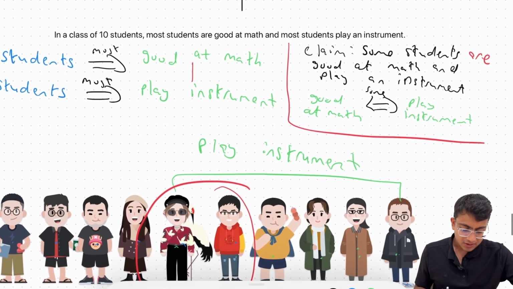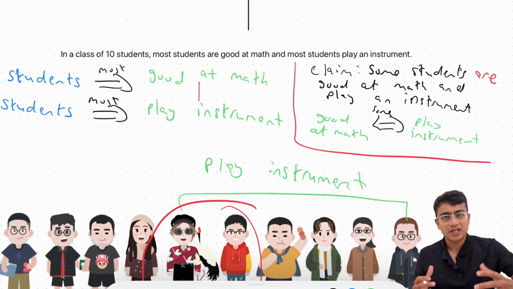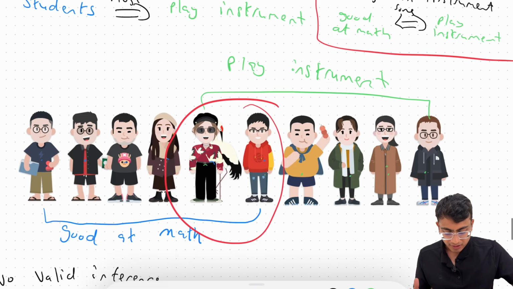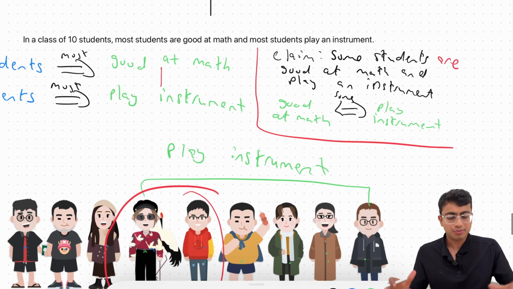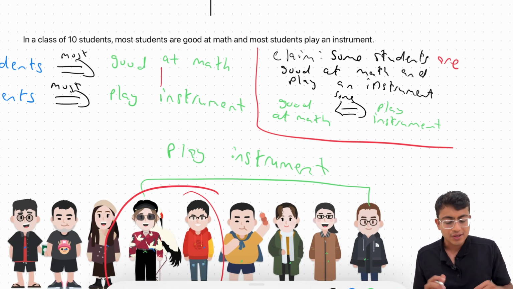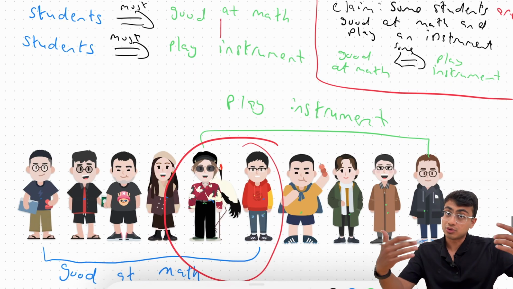But the point is, because the burden of proof of a "some" statement is so low, it's just at least 1. If I have 2 "most" statements, I will always have some people who satisfy both properties. And that is exactly why I can get a "some" statement from 2 "most" statements.